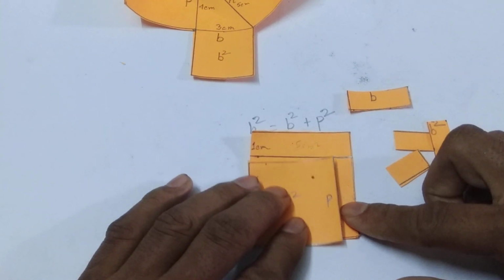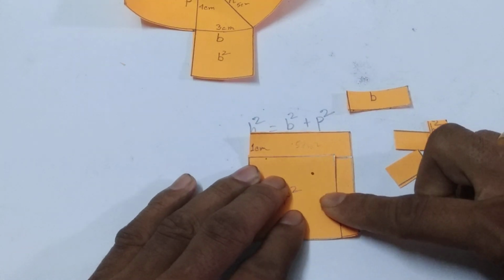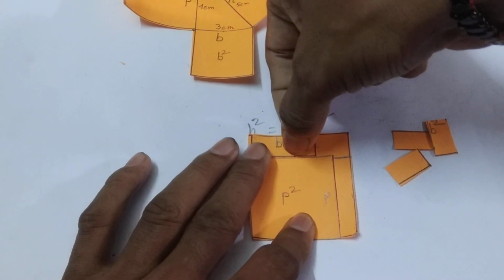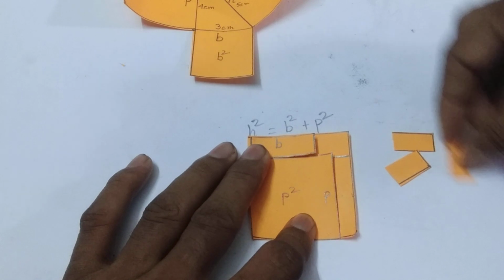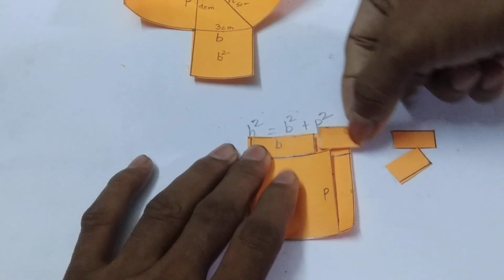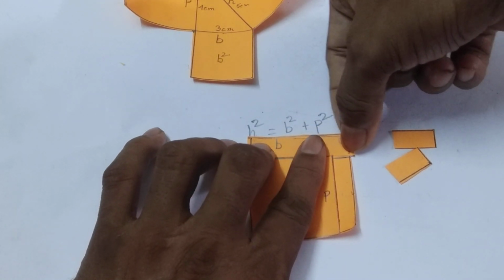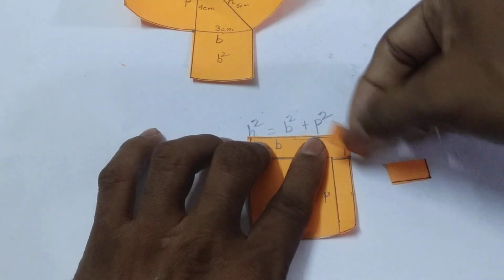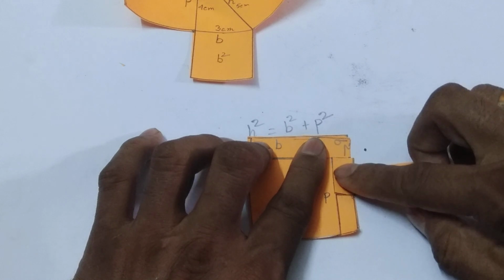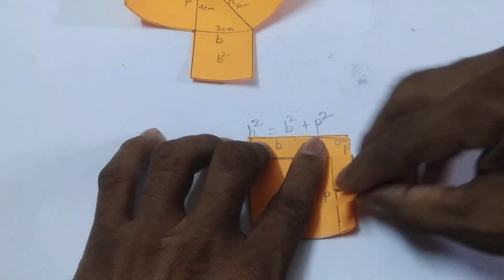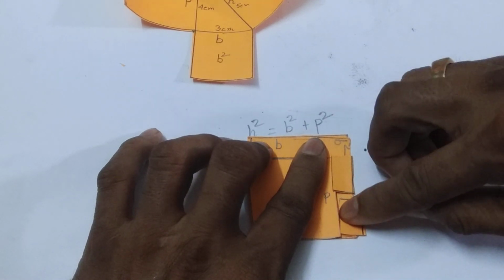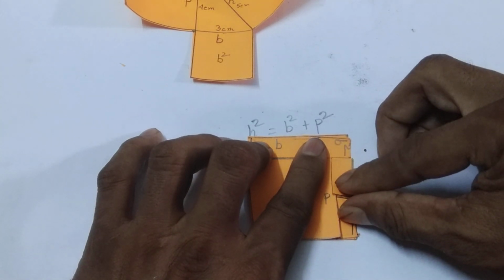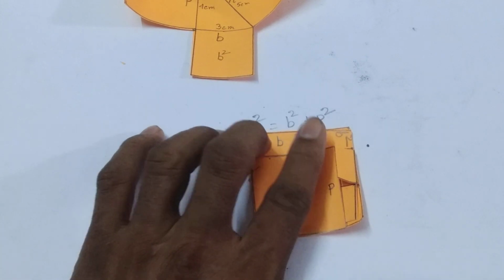Let us find it again, if this is coinciding with one another. Here you see this paper. We have put it here, one paper, and we have taken another paper here, right? Here you see it is coinciding with one another. And if we take another paper here and another paper here, it is coinciding with one another. That means the area of b square plus p square is equal to the area of h square, right?